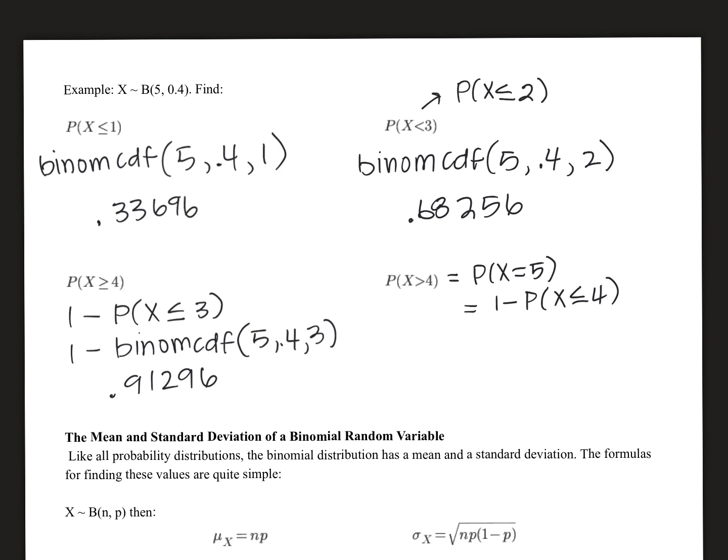I'm going to go ahead and use Binomial PDF because we can do exact. So 5, 0.4, 5, which is 0.01024. Even if you did 1 minus binomial CDF with 5, 0.4 and then 4, you would get the exact same answer. So both of them end up working.